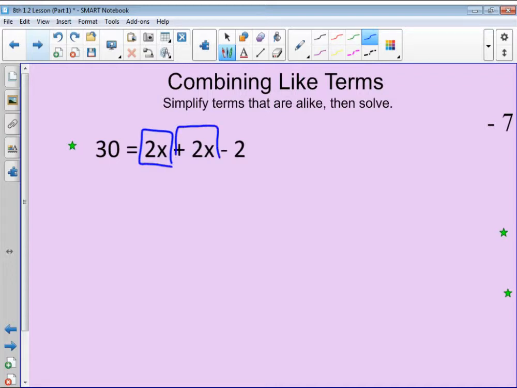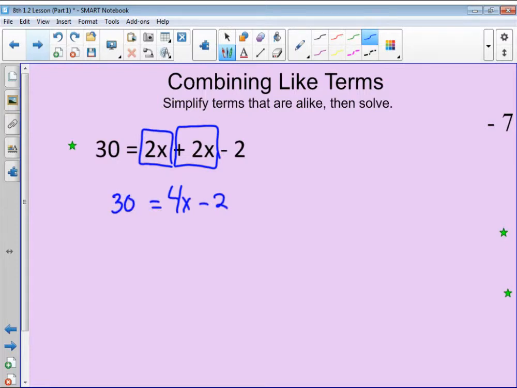They are the same. They have an x. So it's a positive 2 or 2 plus 2. And yes, they each have an x, but we're just going to carry that label with it. I get 4x here. And then I still had minus 2 and then equals 30 over here.